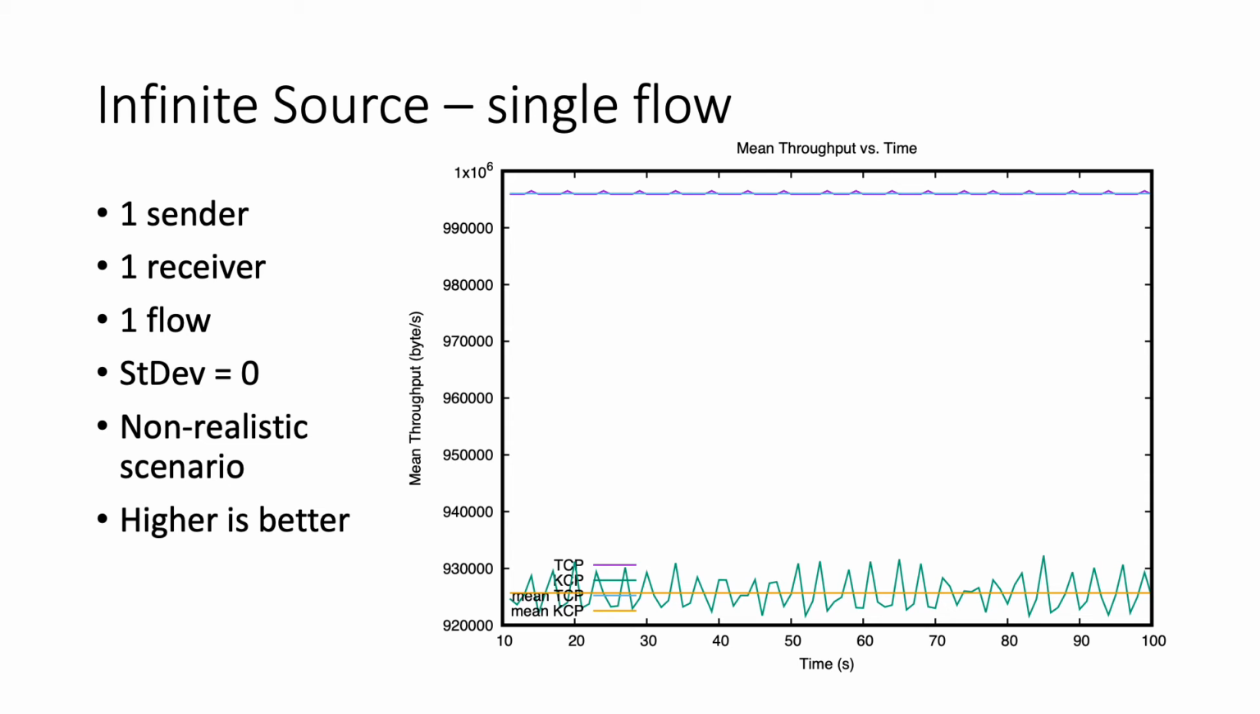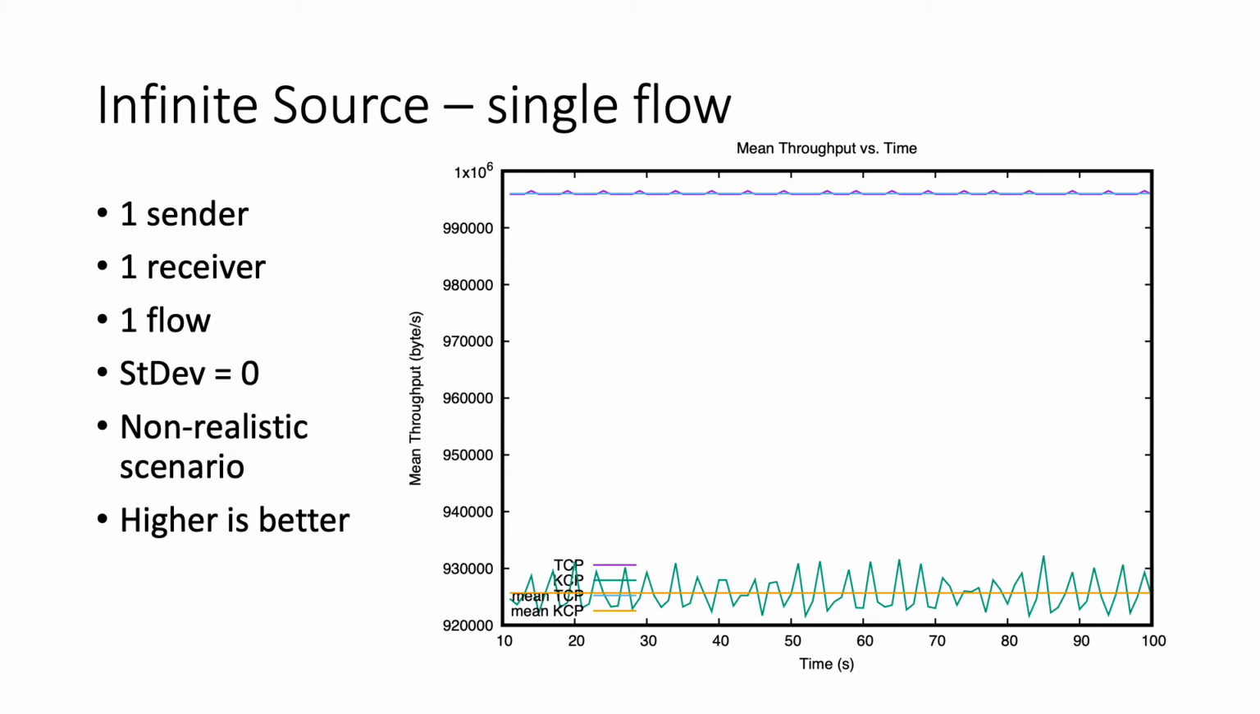And here we show the plot of the mean throughput versus time for the KCP simulation and for the TCP simulation. So we see that the TCP protocol is able to pretty much saturate the bottleneck link at about 1,000,000 bytes per second, whereas KCP is lagging behind a little bit, at approximately, if I eyeball this graph, 925,000 bytes per second. It's important to note here that the y-axis does not begin at 0, and we'll see that in the other plots that I'll be showing you today as well.